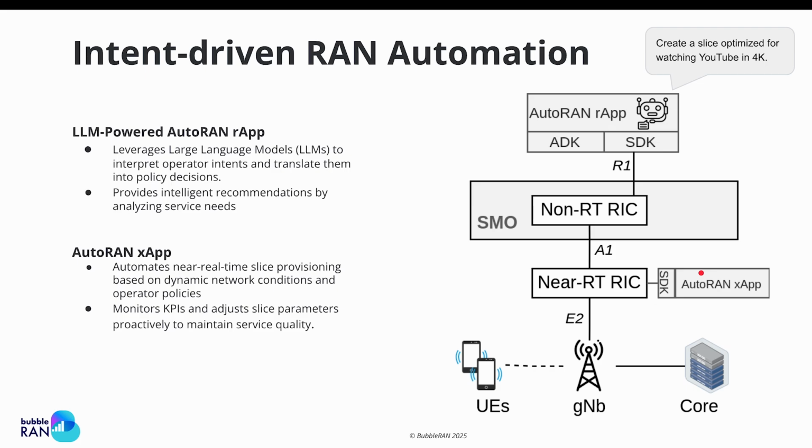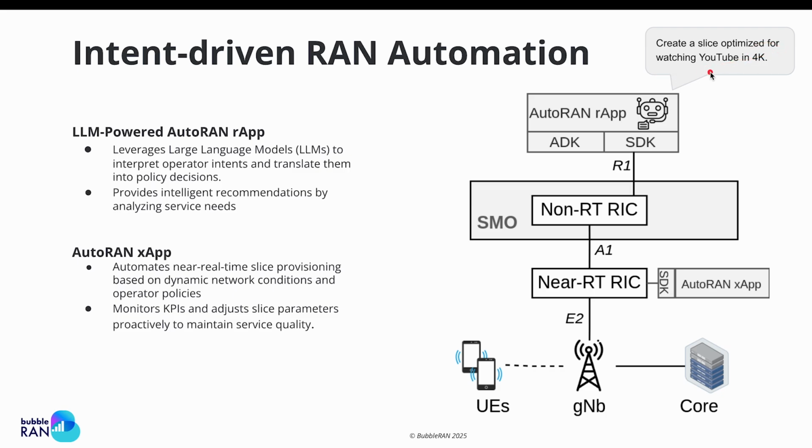Let's start with the AutoRAN rApp. This rApp is powered by an LLM, and it is developed on top of BubbleRAN's rApp SDK, software development kit, and ADK, agent development kit. It uses large language models to understand operator intents, such as service guarantees or optimization goals, and translates them into actionable policy. Basically, it abstracts complex network configuration into simple intent-driven and human-readable requests, and it reduces operational complexity and the decision-making process. It also provides intelligent recommendations by analyzing service needs, available resources, and real-time data collected from the network. For instance, one intent could be: create a slice optimized for watching YouTube in 4K.